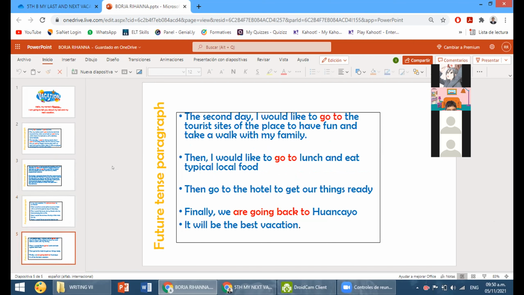The second day, I would like to go to the touristic cities of the place to have fun and take a walk with my family. Then I would like to go to lunch and eat typical local food. Then go to the hotel to get our things ready. Finally, we're going back to Huancayo. It will be the best vacation.